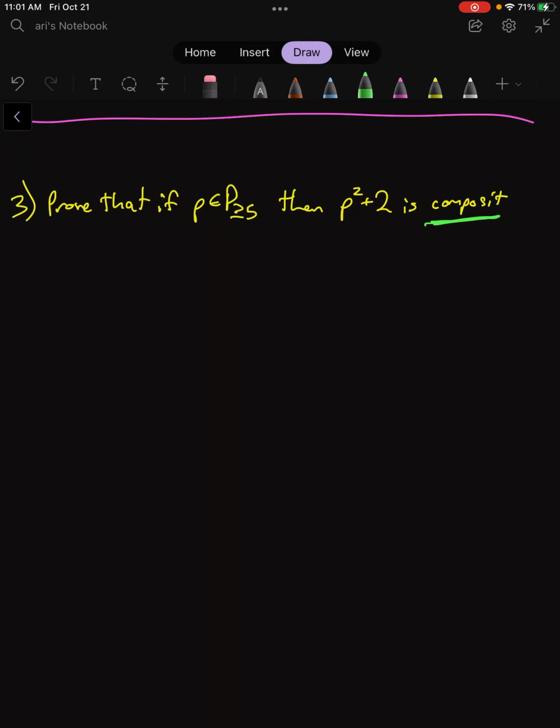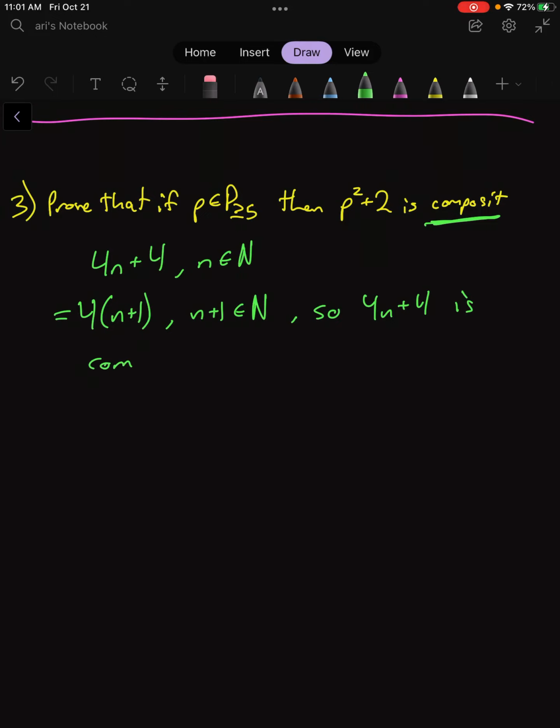So an example that I gave in class yesterday is 4n plus 4 for some n in the natural numbers. So 4n plus 4 is equal to 4 times n plus 1, and n plus 1 is a natural number, so 4n plus 4 is composite, because 4 divides 4n plus 4. It's divisible by 4. We could factor out of 4.